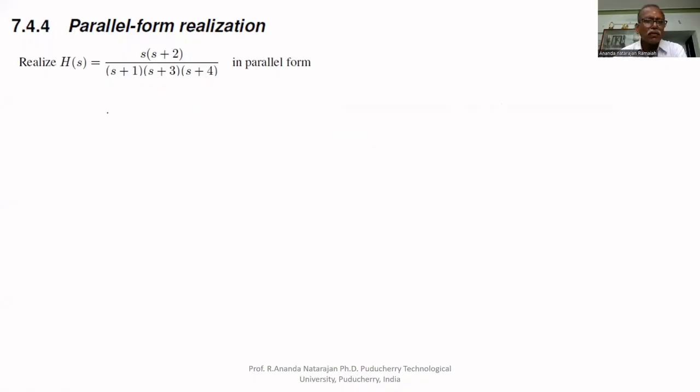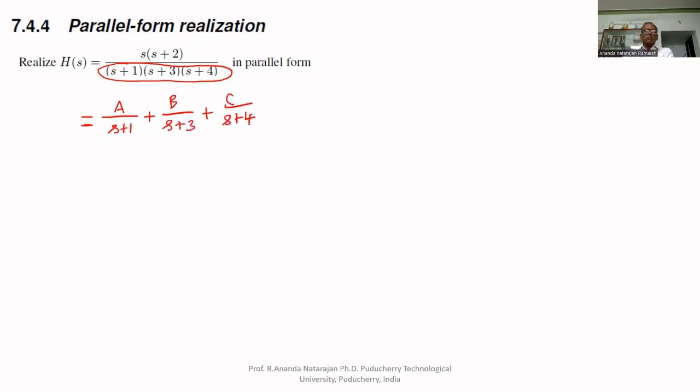Parallel form realization. For this, we have to do the partial fraction. How many factors in the denominator? 3 factors. Therefore, we can factorize into 3 transfer functions: A upon s plus 1 plus B upon s plus 3 plus C upon s plus 4. Then we have to realize each by using controllable canonical form. Then we have to connect all outputs together.